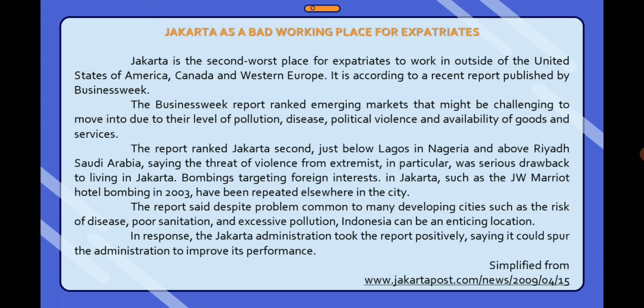The report ranked Jakarta second, just below Lagos in Nigeria and above Riyadh, Saudi Arabia, saying the threat of violence from extremists, in particular, was a serious drawback to living in Jakarta. Bombings targeting foreign interests in Jakarta, such as the JW Marriott Hotel bombing in 2003, have been repeated elsewhere in the city. The report said despite problems common to many developing cities, such as the risks of disease, poor sanitation, and excessive pollution, Indonesia can be an enticing location. In response, the Jakarta administration took the report positively, saying it could support the administration to improve its performance.